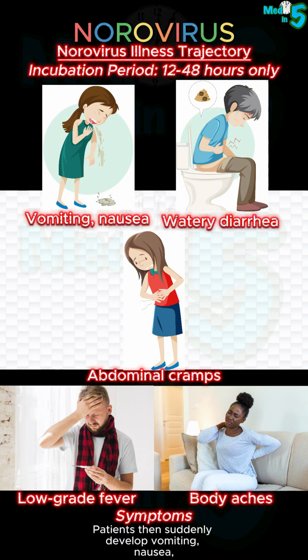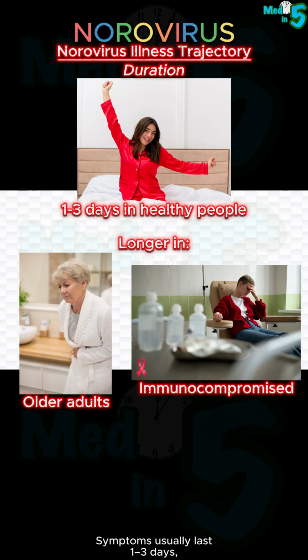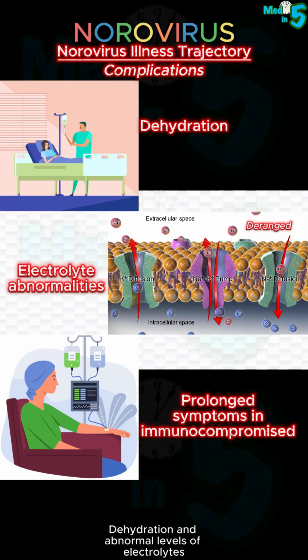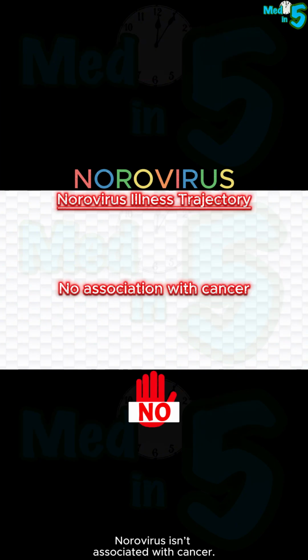Patients then suddenly develop vomiting, nausea, watery diarrhea, abdominal cramps, low-grade fever, and body aches. Symptoms usually last 1 to 3 days, but can be longer in people of advanced age or with poor immunity. Dehydration and abnormal levels of electrolytes like sodium and potassium can arise as complications of the illness. Individuals with weak immune systems can get long-lasting infections. Norovirus isn't associated with cancer.